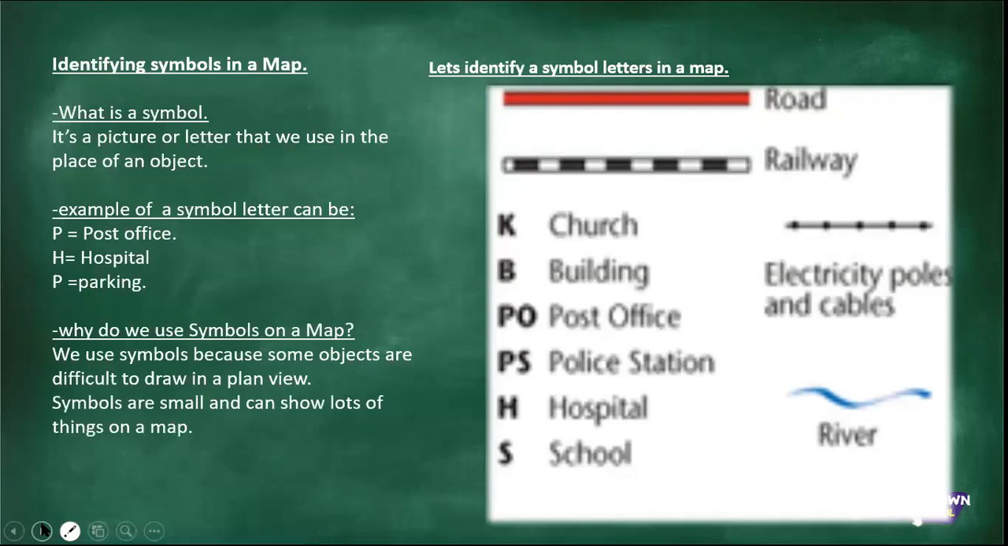Symbols are small and can show lots of things on a map. As you can see on this picture here, they are very small, they are not that big. So it's easier to see them on the map.